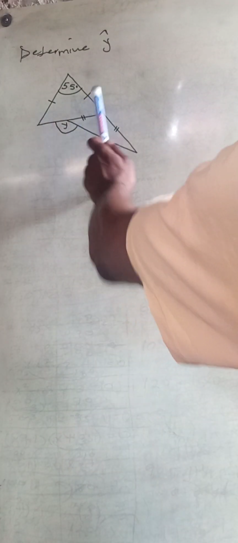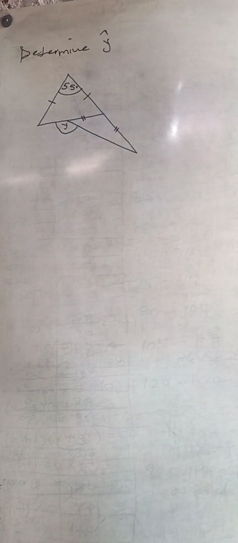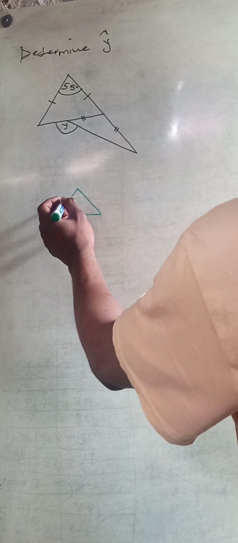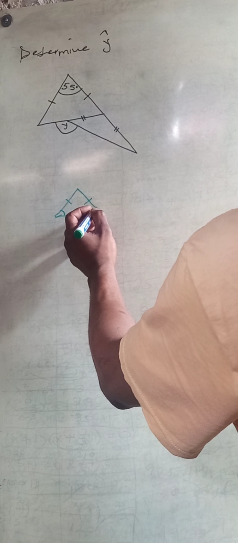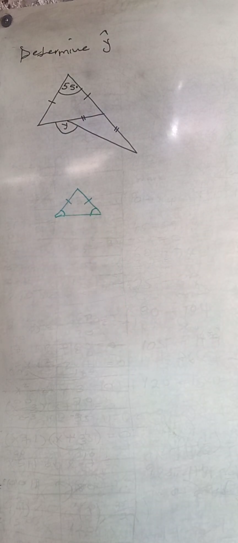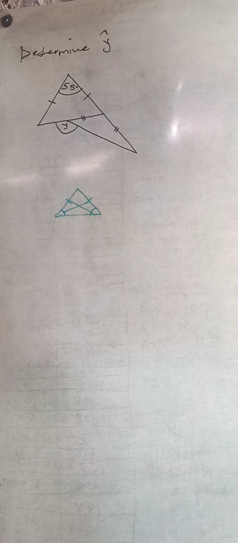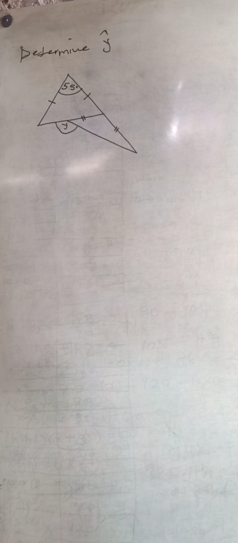This angle is unknown. This angle is unknown. This side and this side are equal. So we know that if we have a triangle with equal sides, then the base angles are equal. If they tell us that this side is equal to this side, then this angle is equal to this angle. The angles opposite to those sides are equal. We call them base angles, right? So if we have equal sides, then the base angles are equal.